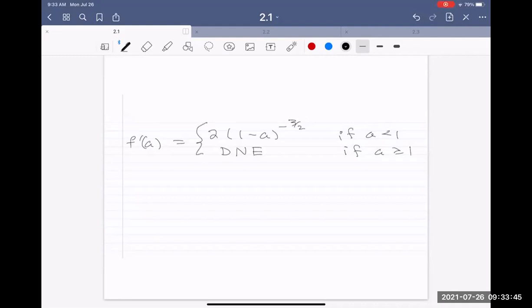Okay. So in this particular case, the domain of f prime is negative infinity to 1.